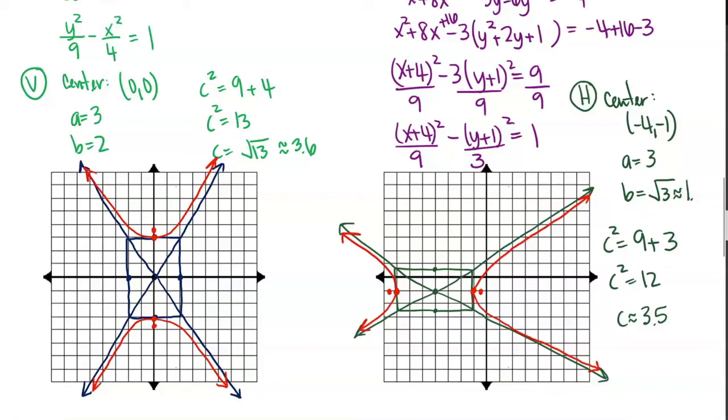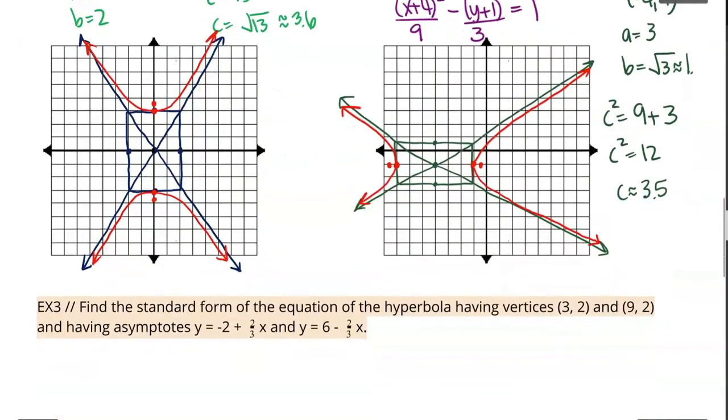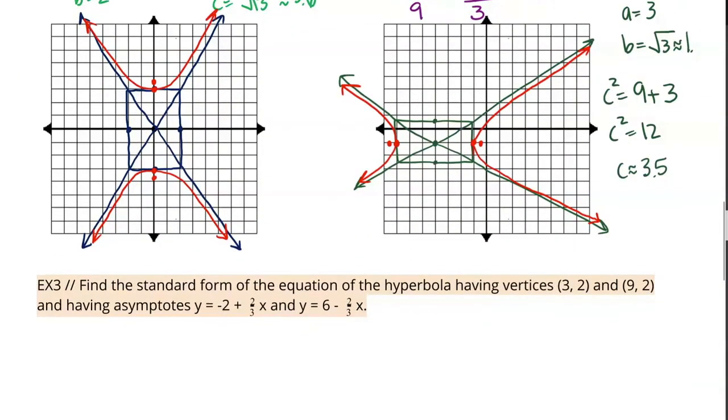All right, let's write some equations. So here's some information about a hyperbola, and we're going to write the standard form. We're given the vertices (3, 2) and (9, 2), and asymptotes. Here's one of those where the equation of asymptotes can help. Basically, what I'm going to look at is the slope.